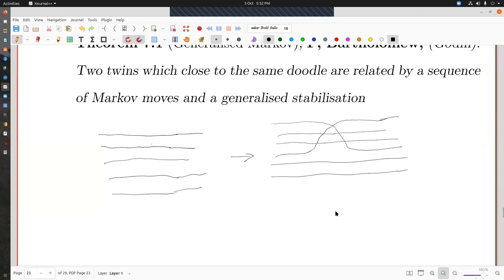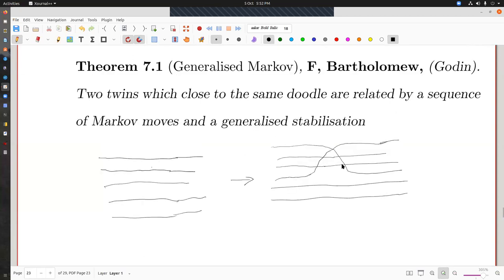So you have to have that move on twins in order to get this proof. And the proof, as I said, is due to myself and Bartholomew. And I think there's another proof by Godin, but as far as I know, it's a different proof.